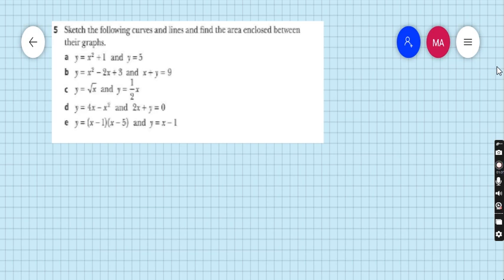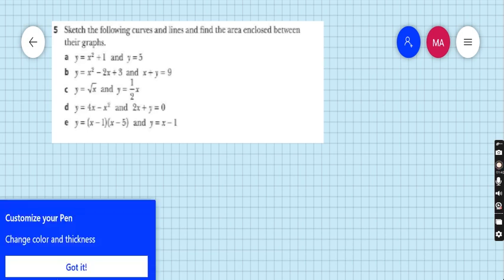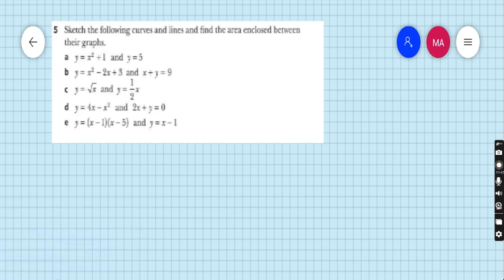So let's start part D, question number 5. The question is, sketch the following curves and lines and find the area enclosed between their graphs. So part D is, y is equal to 4x minus x square, 2x plus y is equal to 0.